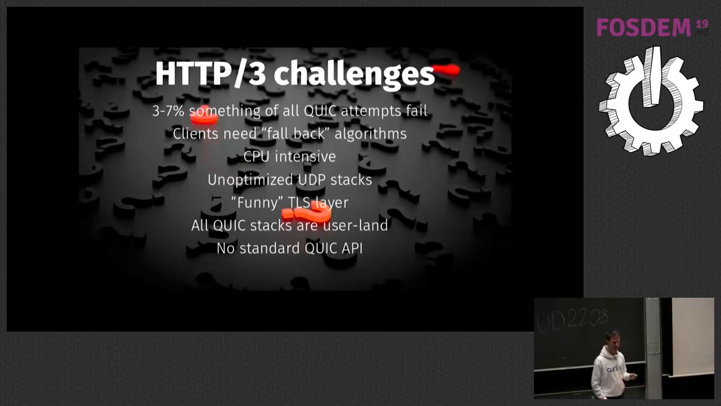And there's no standard QUIC API either. So if you want to speak QUIC, you pretty much have to get married to one of these APIs and use that, and it's not going to be that easy to change. In curl, we support two different QUIC stacks to begin with. So there are some challenges.